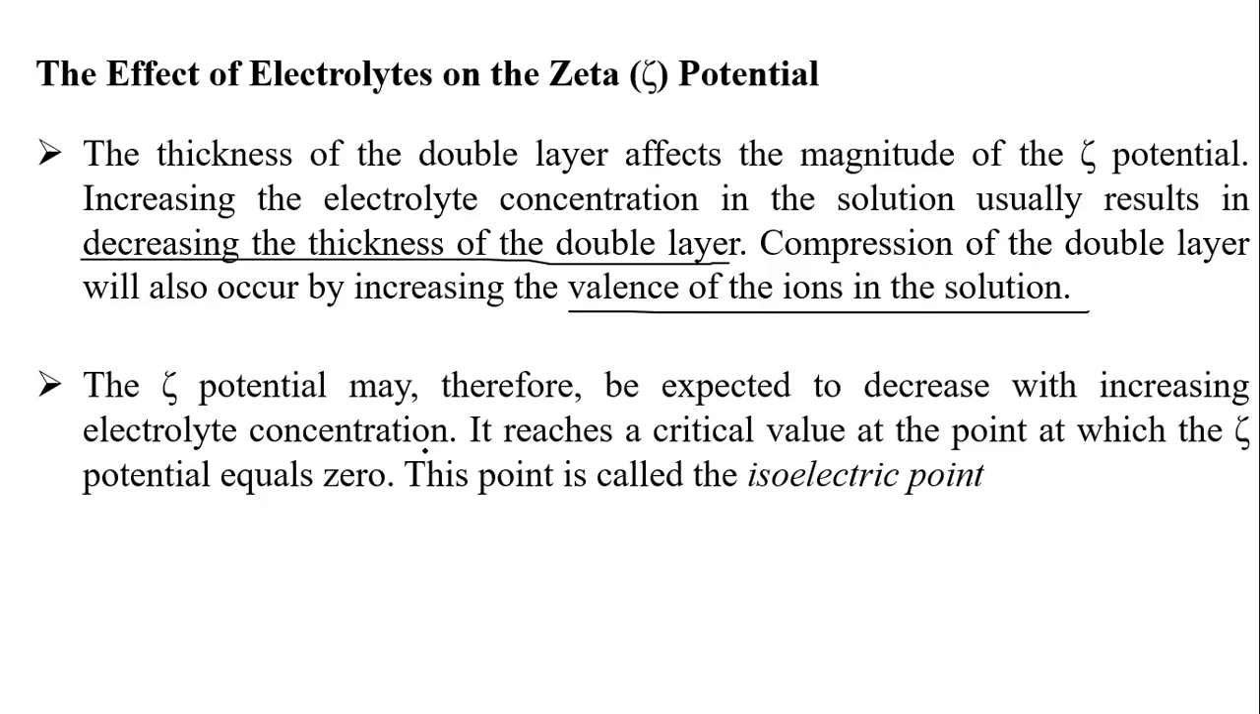What will happen at the critical position? The point at which the potential becomes zero. So the zeta potential will become zero. That is called the isoelectric point. So when the zeta potential is zero, it is called the isoelectric point. When we add electrolyte, the thickness of the double layer decreases, and that is called the isoelectric point. I hope you are getting my line, students.